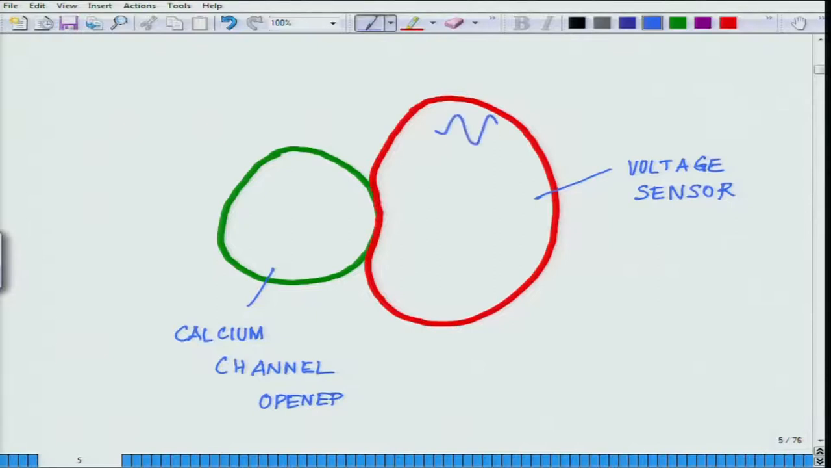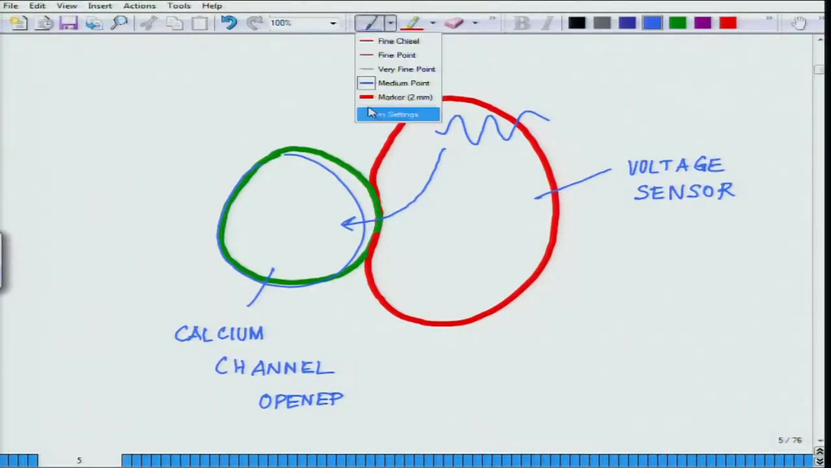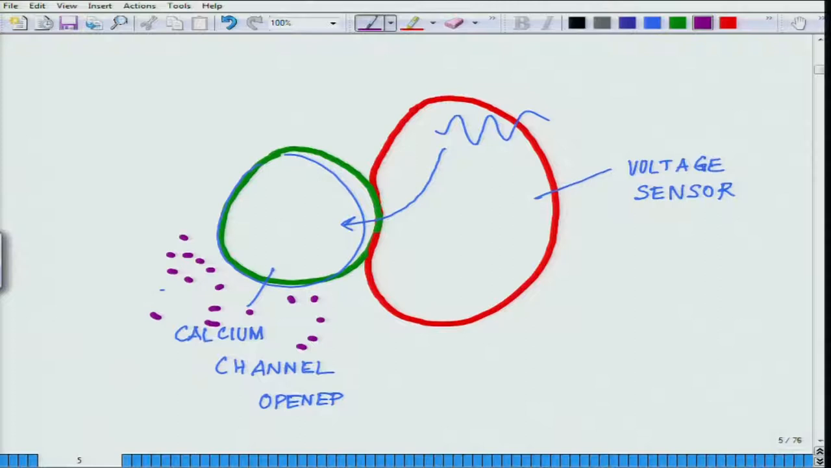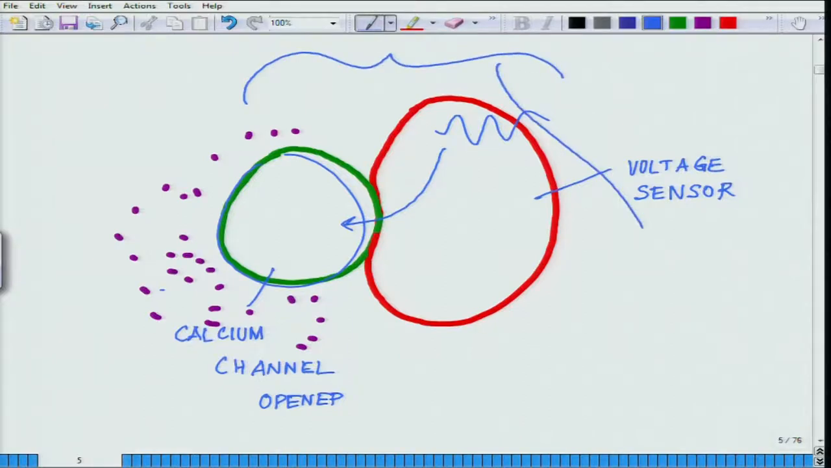So, here is the voltage sensor, and this is asking it, come on, you have to open up. And as soon as this opens up, the next thing we see along this whole milieu of the muscle is that there is a lot of calcium coming out from the sarcoplasmic reticulum. It has been discovered that this complex consists of two different proteins, which make the voltage sensor and the calcium channel opener.